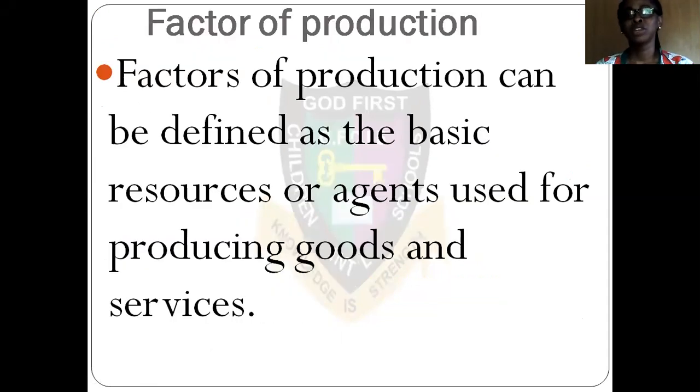So let us refresh our memory again. Factors of production can be defined as the basic resources or agents used for providing goods and services. Without these basic resources or agents, production cannot take place. So we need these resources to be put in place before production can take place.